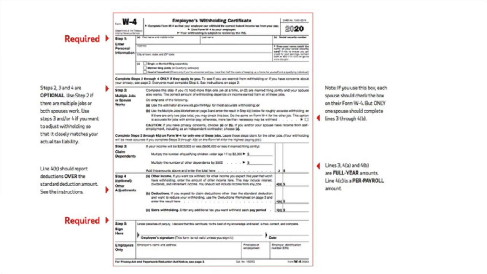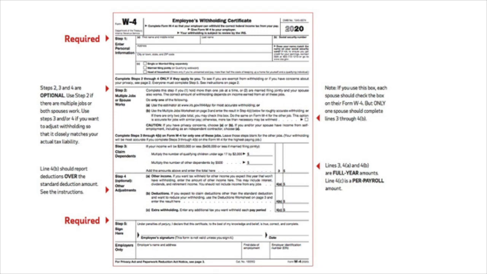Now let's have a look at this W-4. The W-4 form itself is only one page, and the rest of the pages are worksheets and tables. The form is filled in 5 steps. Steps 1 and 5 are the mandatory steps. So if your employee gives you a W-4 form with only step 1 and step 5 fully completed, then it's a valid W-4 form.